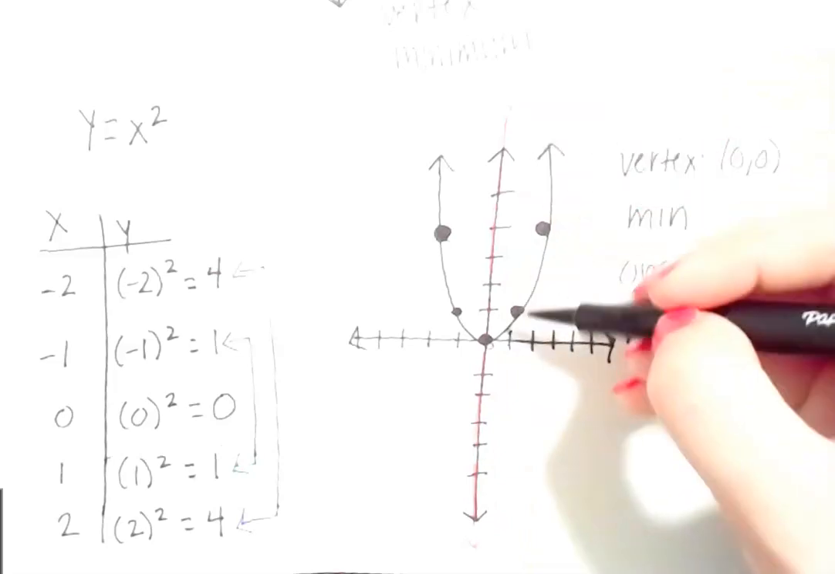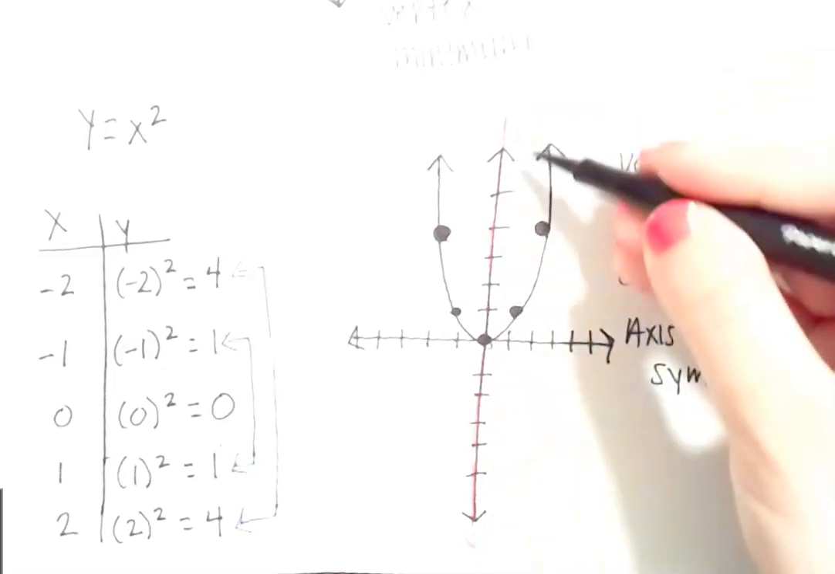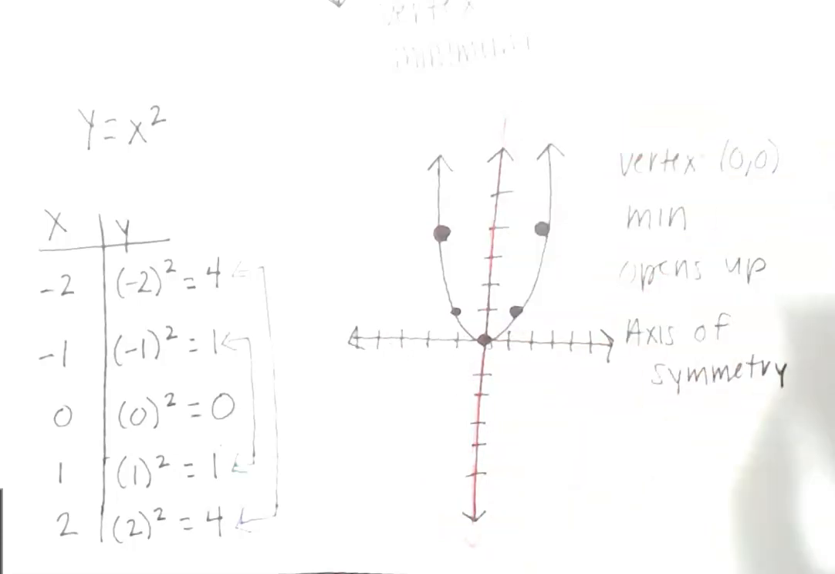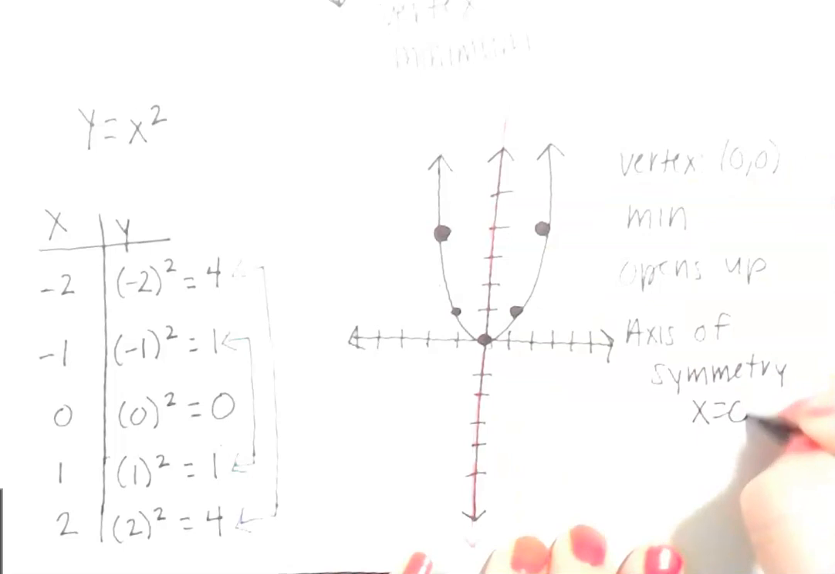So what is this line that cuts it in half? Well, in our case here, remember, if it's a vertical line, it's x equals whatever number it's going through. So x equals 0. That's our axis of symmetry.